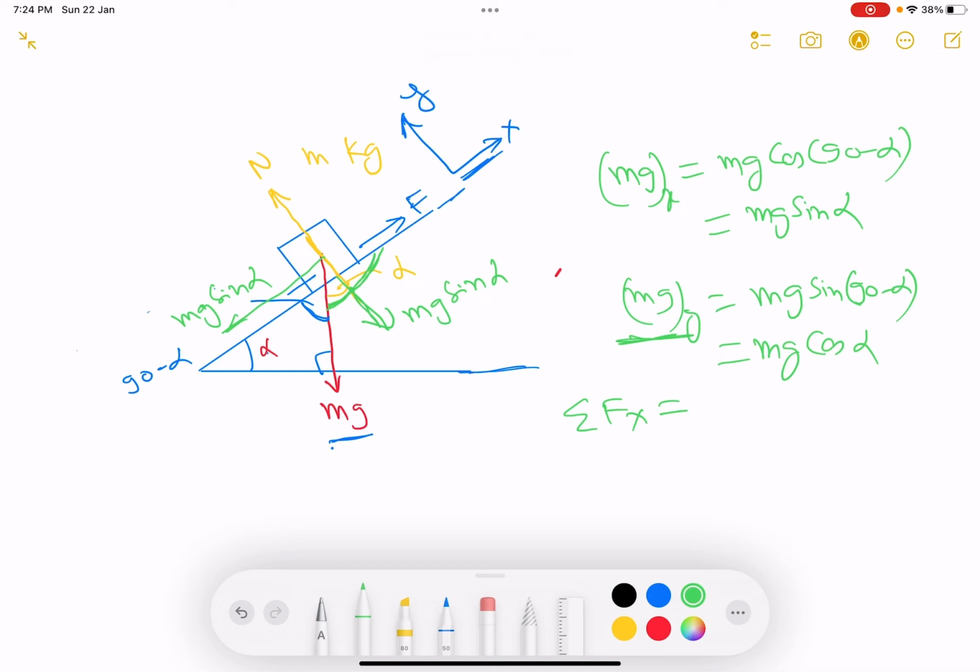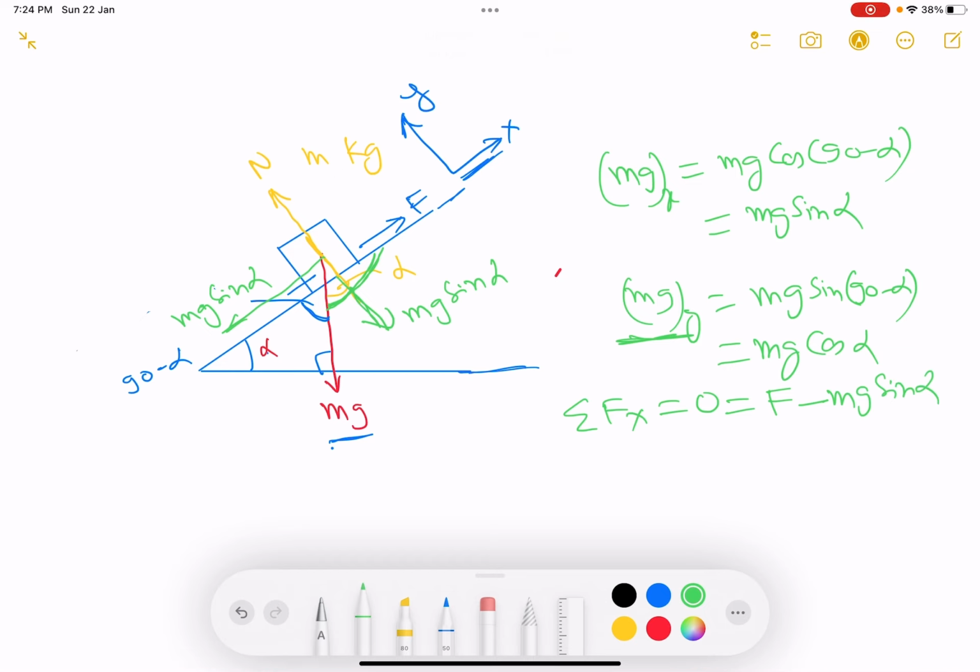And then, because the block is stationary under equilibrium, we'll write sigma Fx is equal to 0, which means F is the frictional force I have shown acting towards right, because the block would move downward, so friction will be upward, and that is towards positive x. So we'll say F is positive minus mg sine alpha, and that is equal to 0, right?